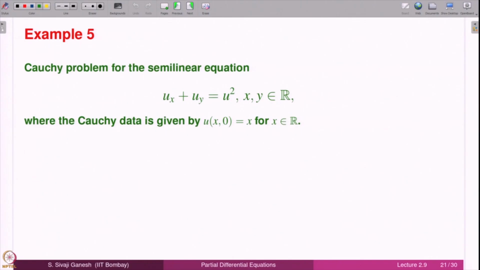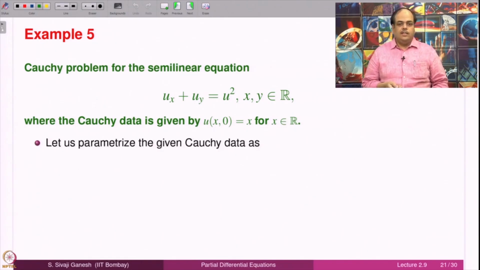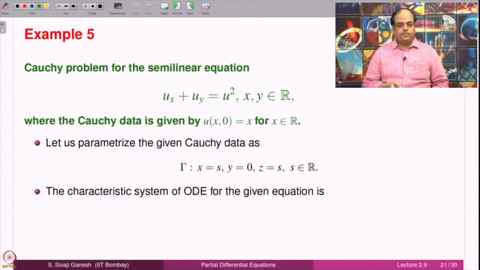u_x plus u_y equal to u square, and Cauchy data is u(x, 0) equal to x. I think this is the simplest complicated semilinear equation, because u square is the first equation that we learn even in ODE, dy by dx equal to y square, that is the first nonlinear equation that we will come across in first order ODEs. So, let us parameterize the given Cauchy data, x equal to s, y equal to 0, z equal to s, s in R.